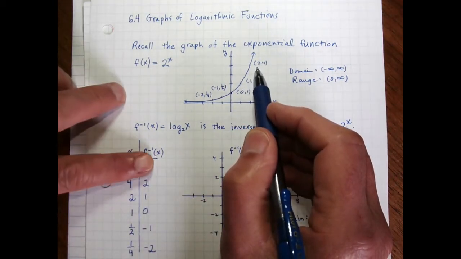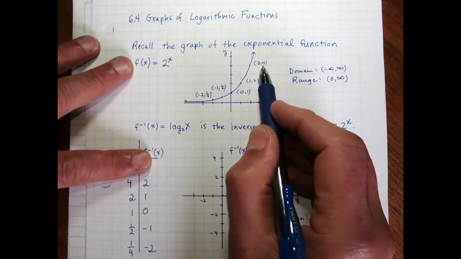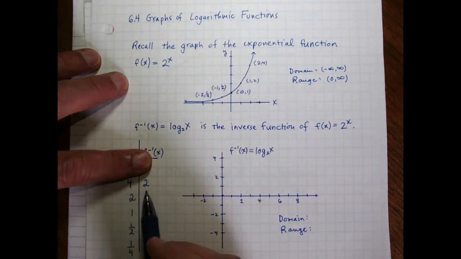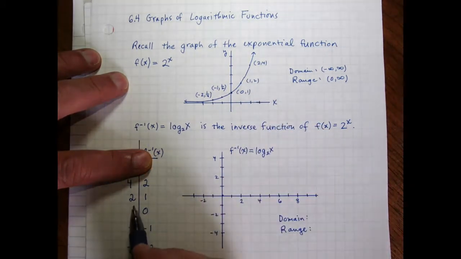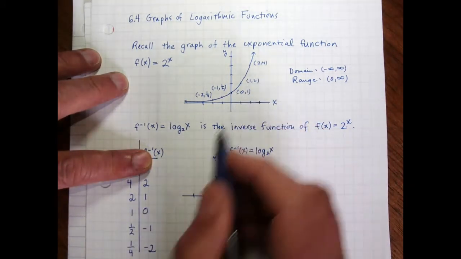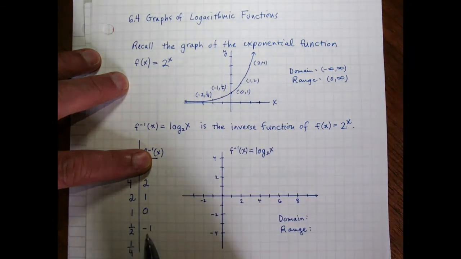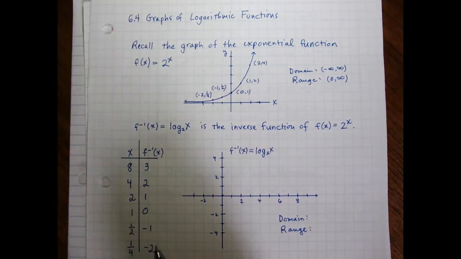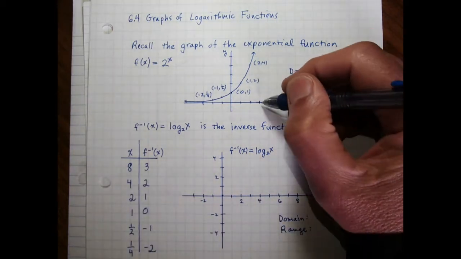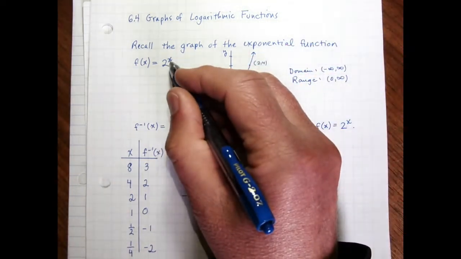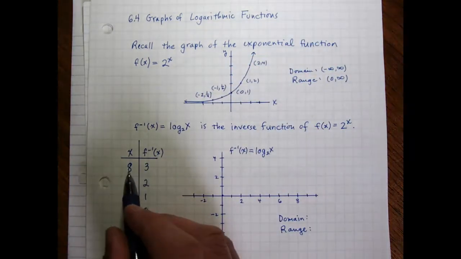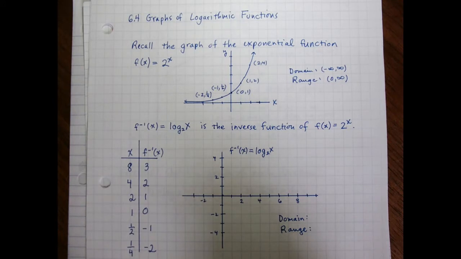Now I put 8, 3 here, but if you look, 2, 4 on the graph of 2 to the x will become 4, 2. 1, 2 becomes 2, 1. 0, 1 becomes 1, 0. Negative 1, 1/2 will become the point 1/2, negative 1. Negative 2, 1/4 becomes 1/4, negative 2. I also included 8, 3 because I know 2 to the third power is 8. So when I interchange the coordinates for that point, I'll get 8, 3. So let's go ahead and plot the.